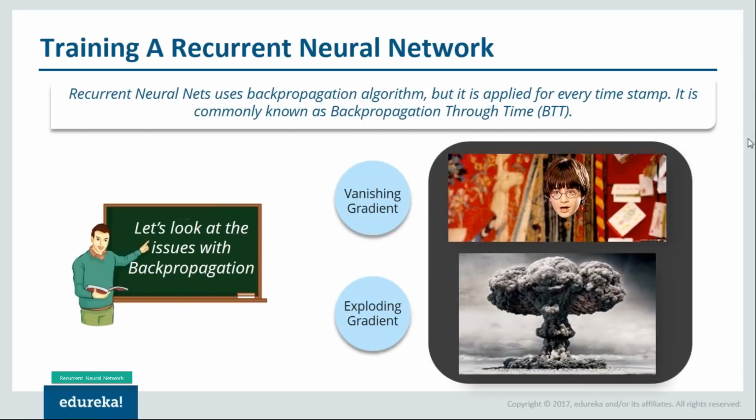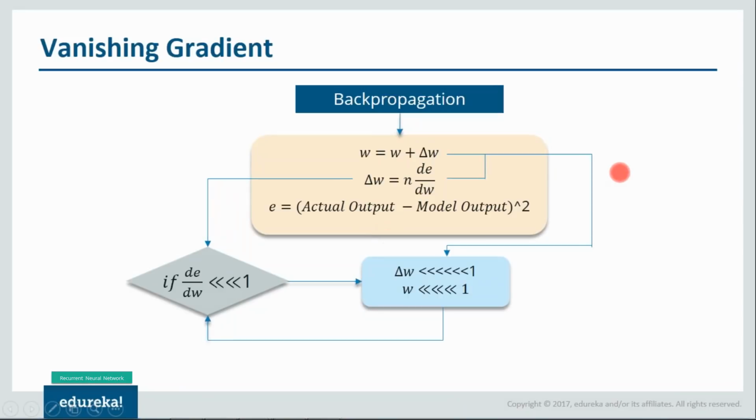Now with backpropagation there are certain issues, namely vanishing and exploding gradients. Let us see those one by one. So in vanishing gradient, what happens? When you use backpropagation, you tend to calculate the error, which is nothing but the actual output that you already know minus the model output, the output that you got through your model, and the square of that. So you figure out the error.